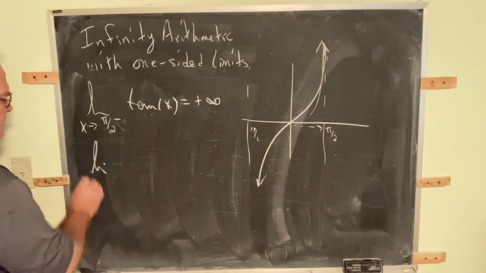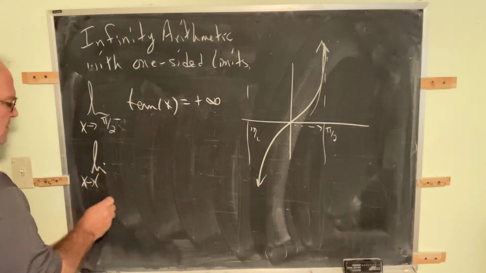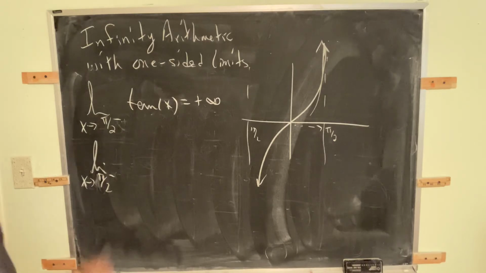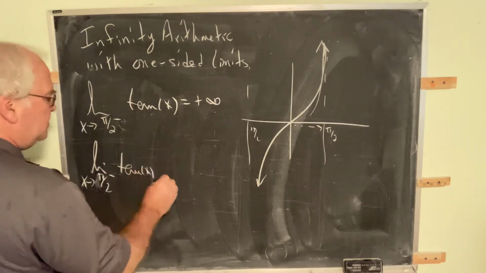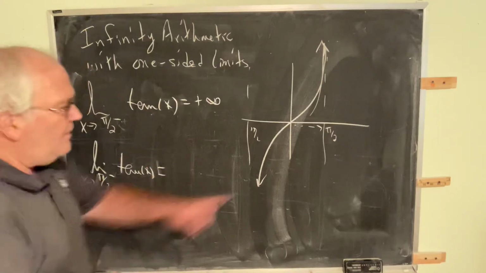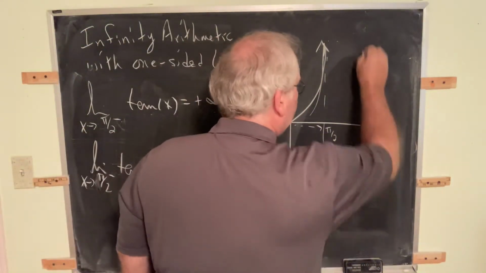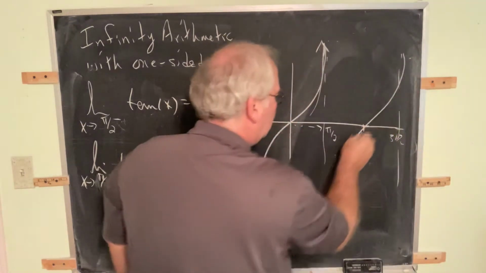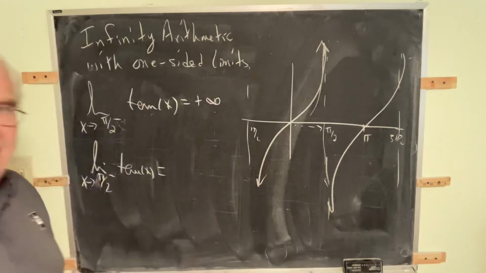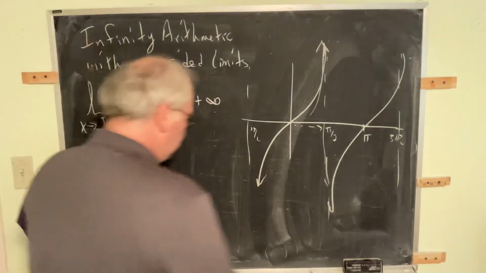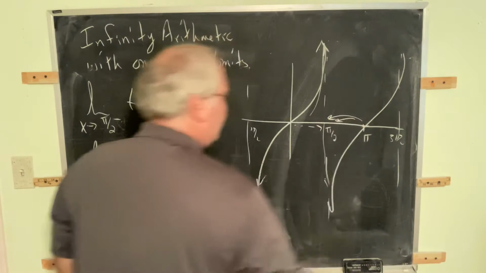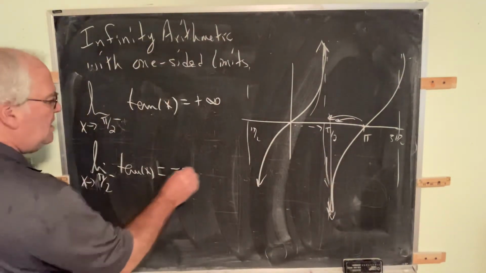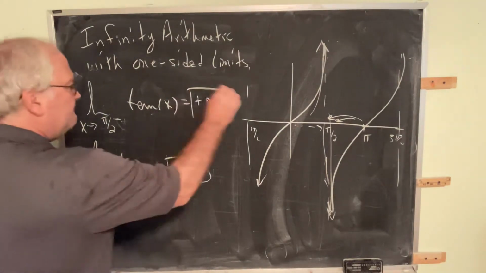If we take the limit as x approaches pi over 2 from the left of tangent of x, we have to remember the rest of the picture here. This is pi, this is 3 pi over 2. We know what the graph of tangent looks like. And so as you approach using only values greater than pi over 2, the function value recedes down the y-axis. We can think of this as being negative infinity.